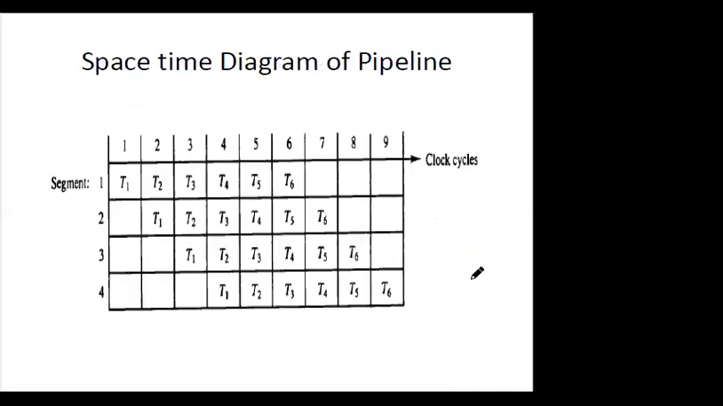This was an example. This is a space-time diagram of this pipeline. So we can say that T1 was being processed in the first cycle, then T2, and up to 6 cycles. In the second segment, T1 came to the second cycle, then T2. So they kept on moving subsequently. These processes are being carried out simultaneously. So this is the basic concept of a space-time diagram for a pipeline structure.